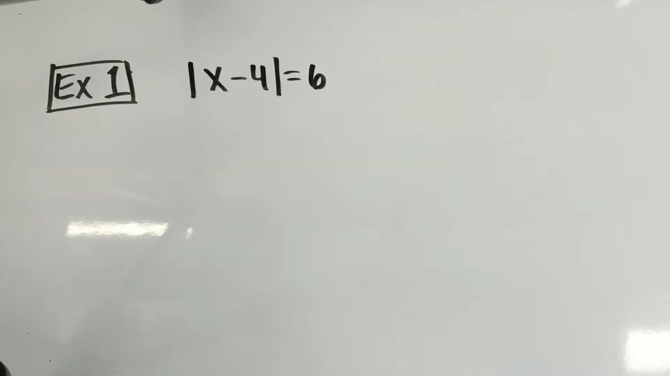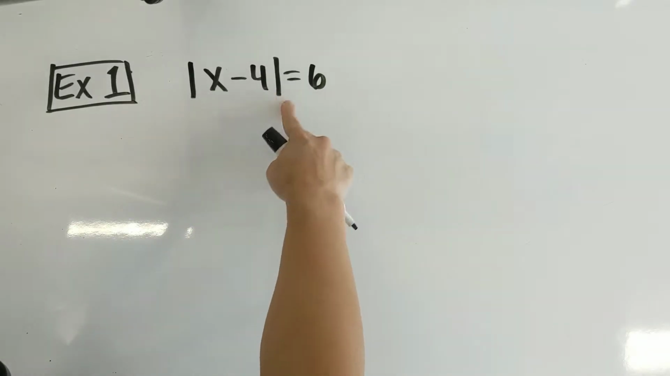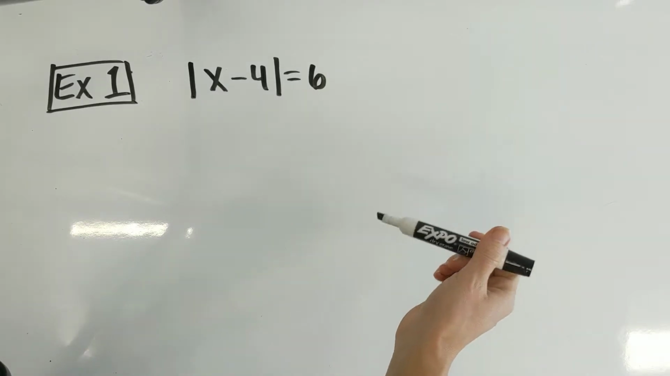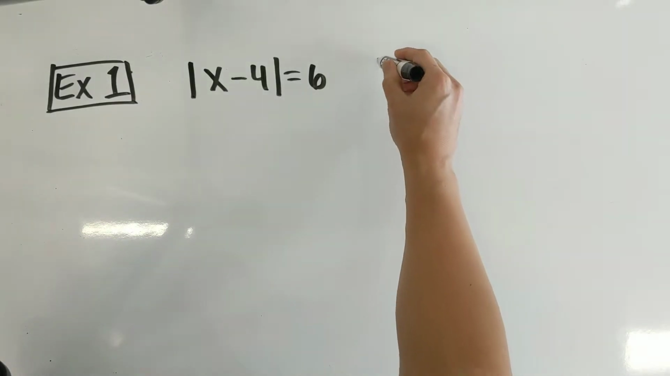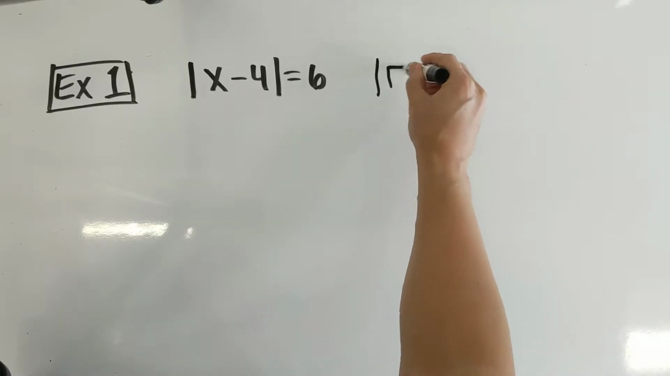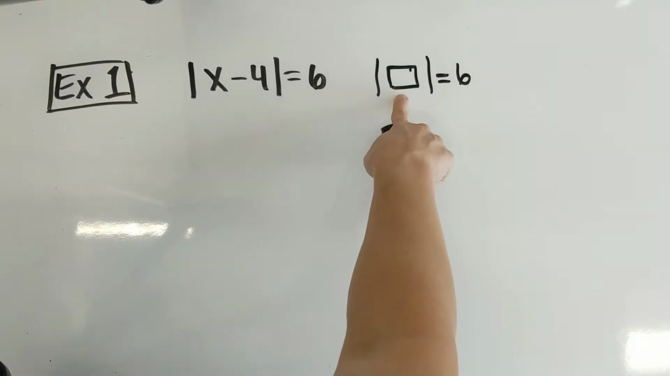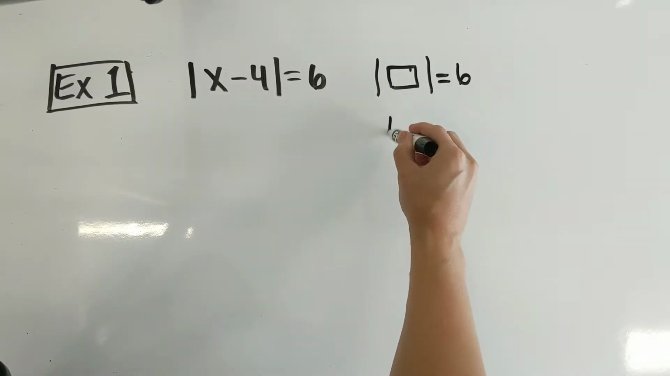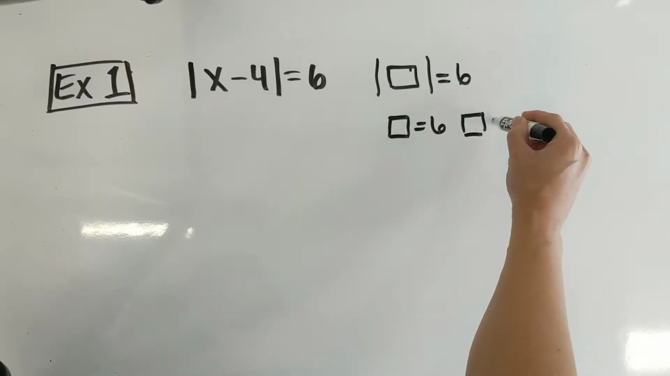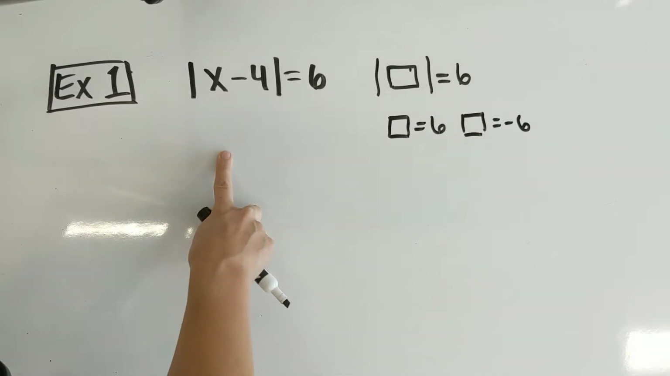In our first example, we want to know if the absolute value of x minus 4 is equal to 6, well, what could x be? Going back to what we talked about before, if I take the absolute value of something, I'm going to just call it a box for the time being, and I get 6 as my answer, I know that the number inside this box could be a positive 6, or that box could be a negative 6. So we use that information to help us with something like this.